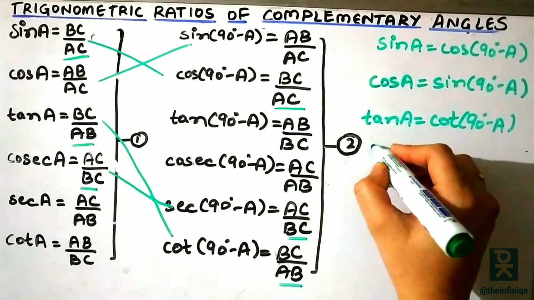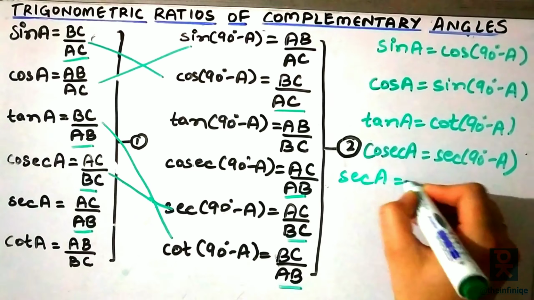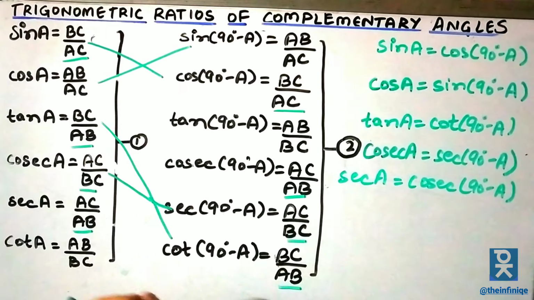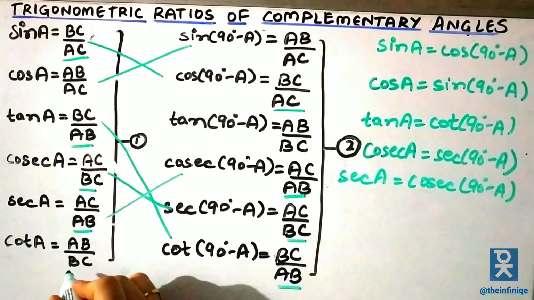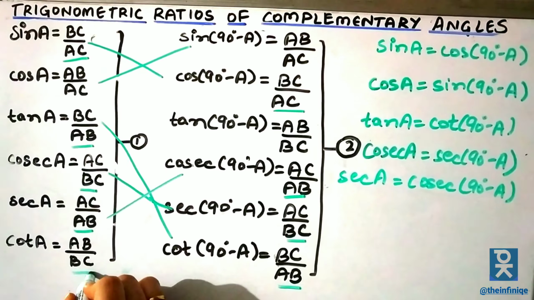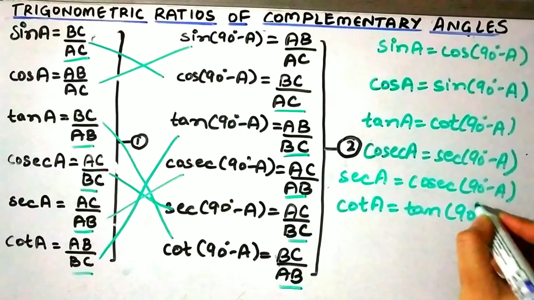And sec A is equal to AC upon AB, and cosec of 90 degrees minus A is equal to AC upon AB. So sec A is equal to cosec of 90 degrees minus A. And last, cot A is equal to AB upon BC, and tan of 90 degrees minus A is equal to AB upon BC. So cot A is equal to tan of 90 degrees minus A.